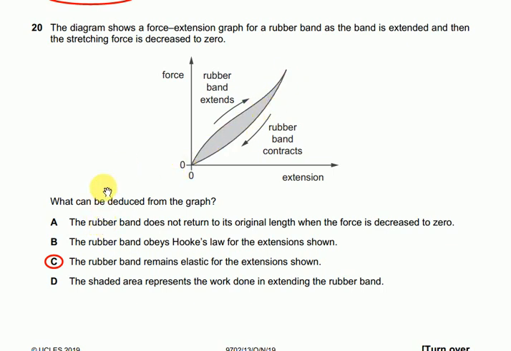B: The rubber band obeys Hooke's law for the extension shown. It does not obey Hooke's law because the force is directly proportional to extension in Hooke's law, but this graph does not have a uniform gradient, so it's not B. C says the rubber band remains elastic for the extension shown. Yes, it does remain elastic because it starts from the origin and it returns to the origin. So C seems to be the appropriate answer.